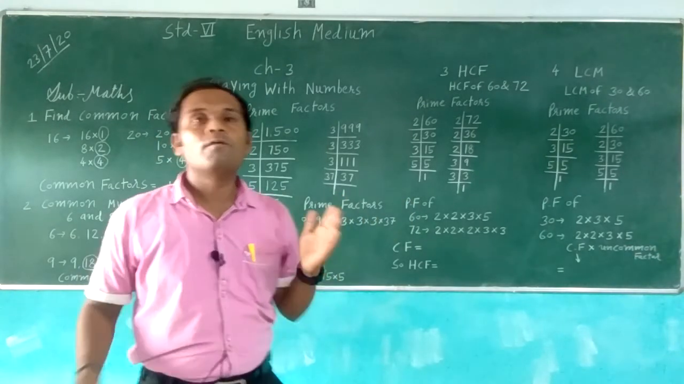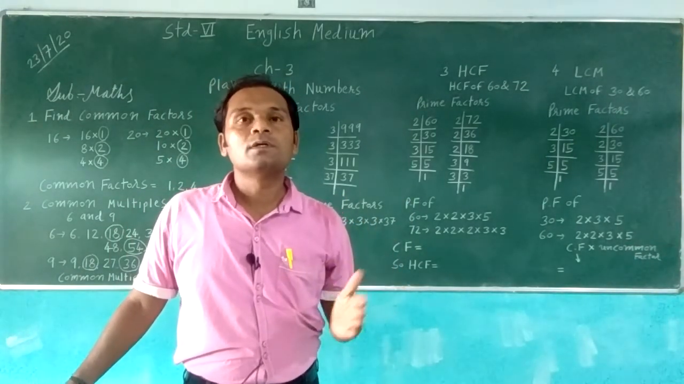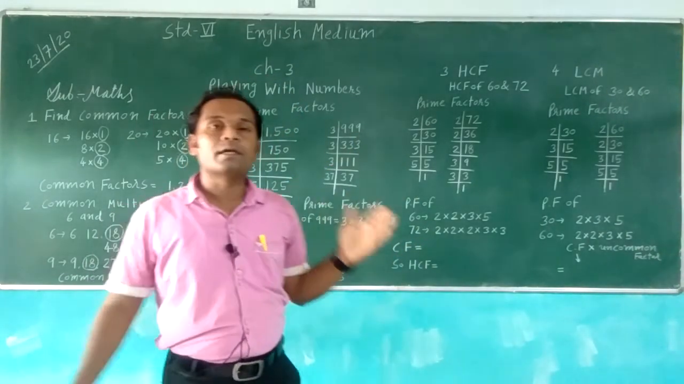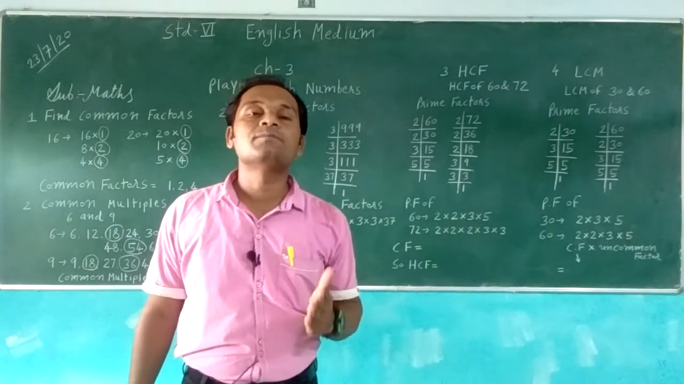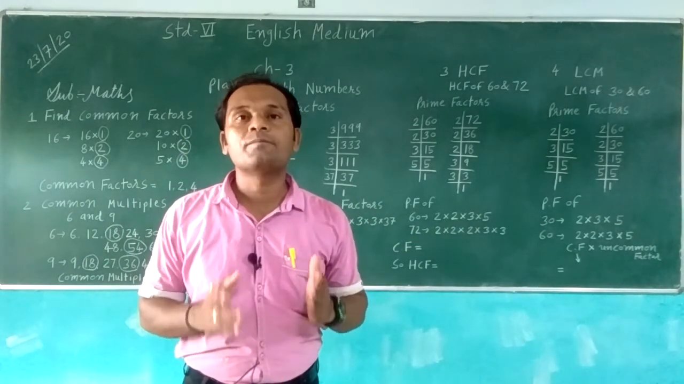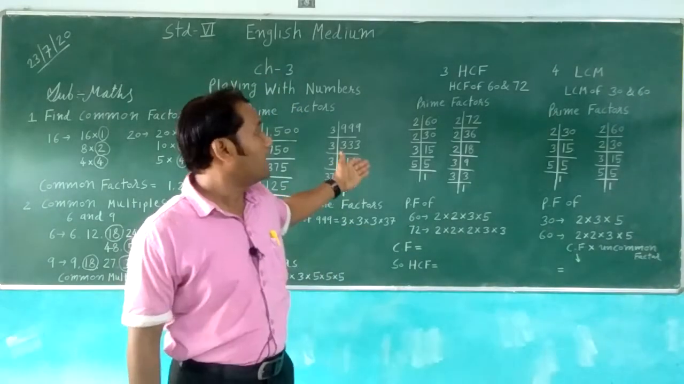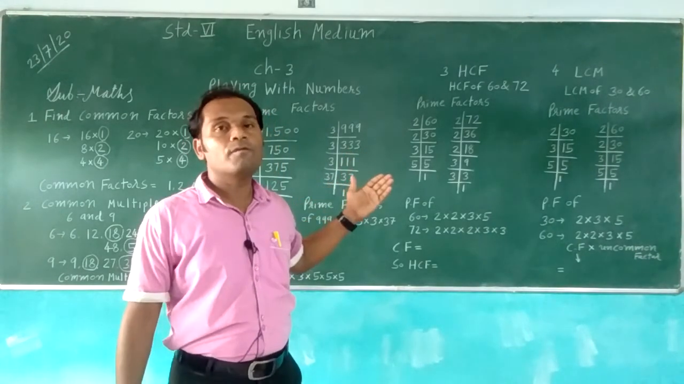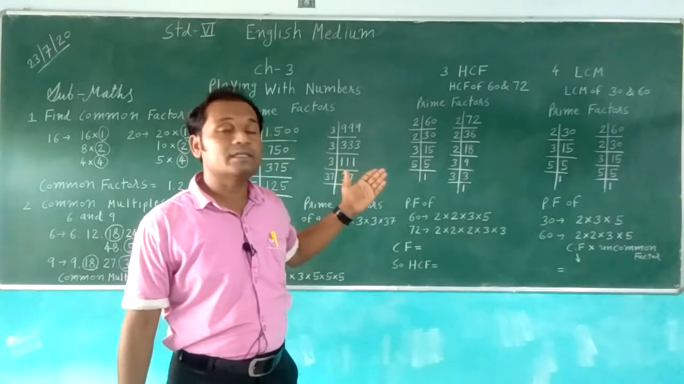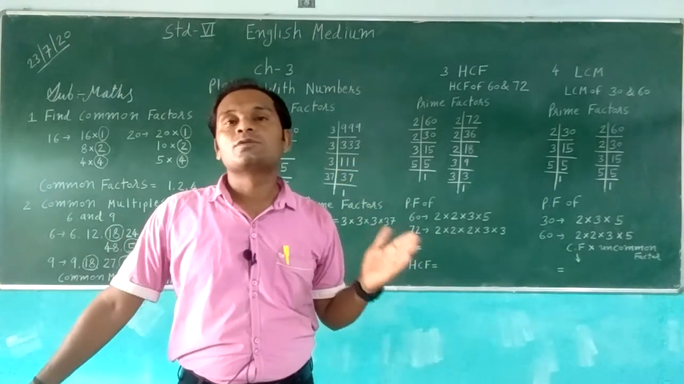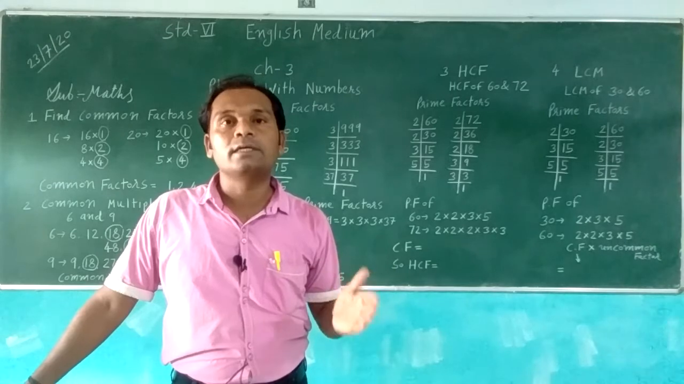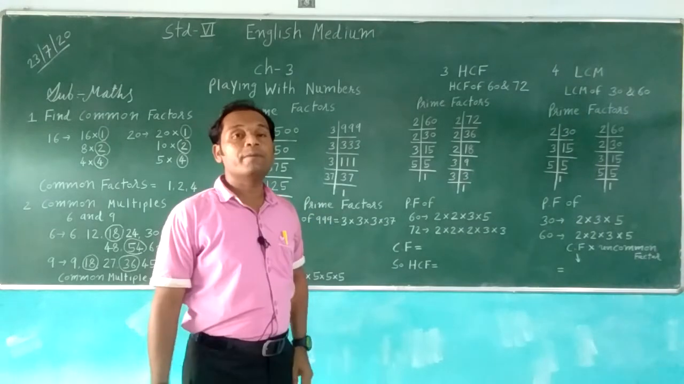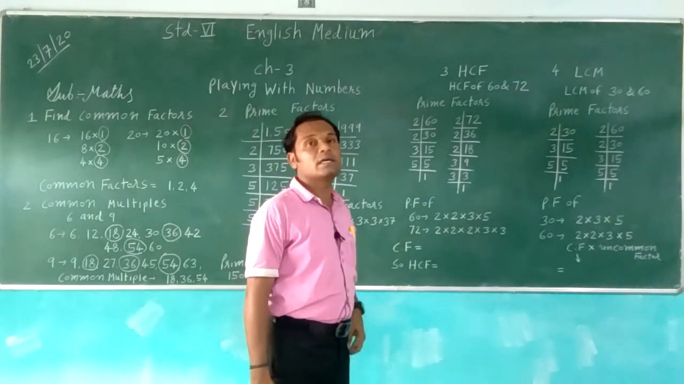First of all, we need to find prime factors of 60 and 72. Use the prime factorization method to find out the HCF of given numbers. The numbers are 60 and 72. So how will we find the HCF of 60 and 72? See here. First of all, we need to find prime factors of both the numbers, 60 and 72.